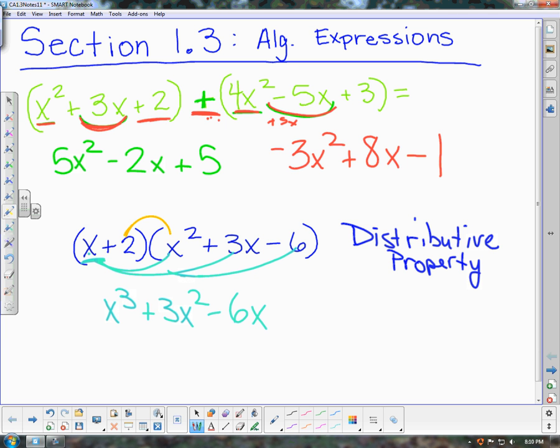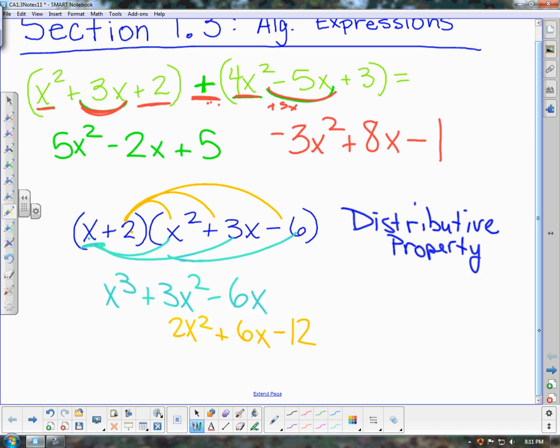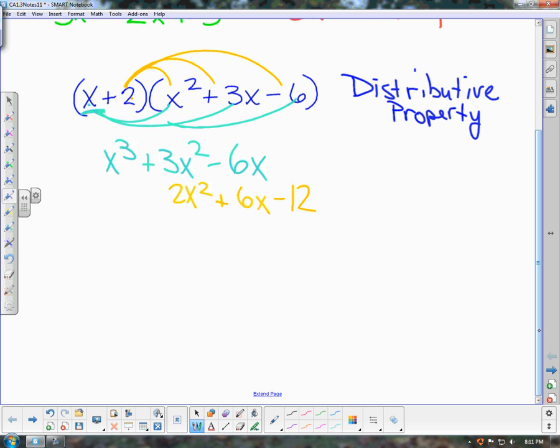And secondly, you would distribute the 2 to each of those. And 2 times x is 2x squared. 2 times 3x is a positive 6x. And 2 times a negative 6 is a negative 12. And so then you can combine the like things. Nothing combines with x cubed, so it just stays as x cubed. 3 and 2 makes 5x squared. Then these two cancel to 0 and then minus 12. And that is what you would do for multiplying two algebraic expressions.